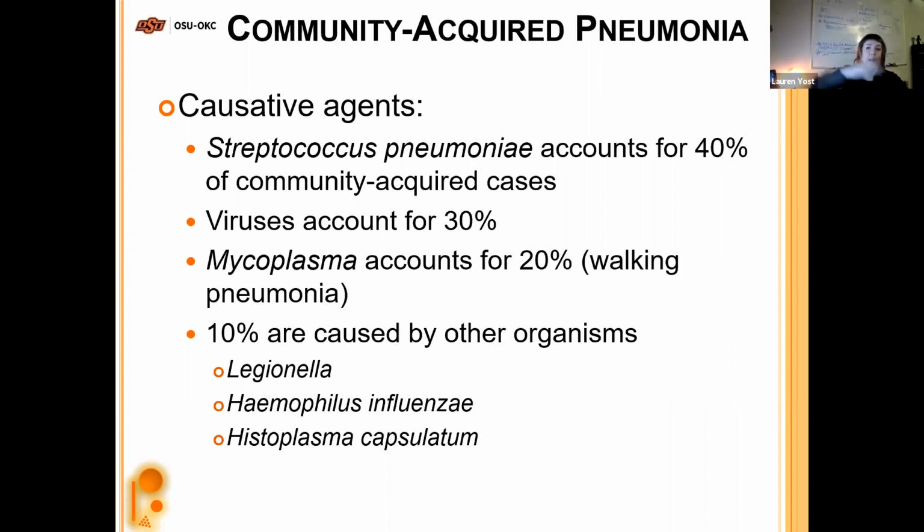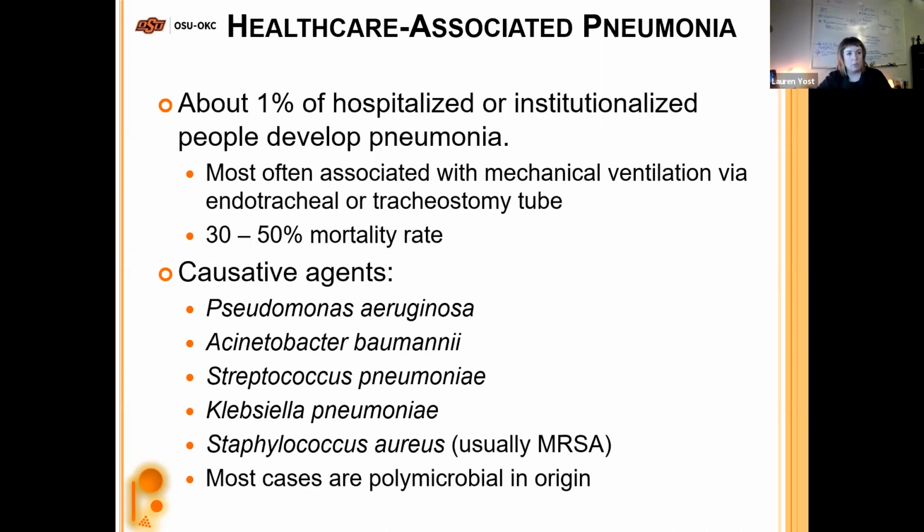30% will just be viruses in general. And then the next 20% is mycoplasma, which typically causes walking pneumonia. It's not going to be quite as bedridden. 10% of the cases will be caused by these other things that are sort of random: Legionella, Haemophilus influenzae, and Histoplasma capsulatum. The last 1%, we'll talk about in a moment. Don't worry, we're not just going to kick them off to the curb.